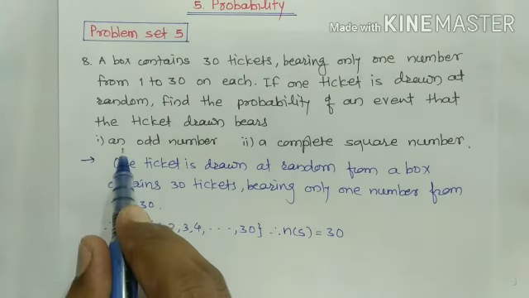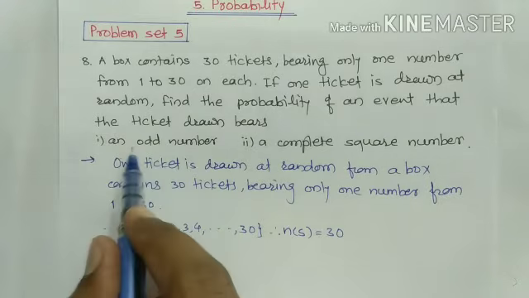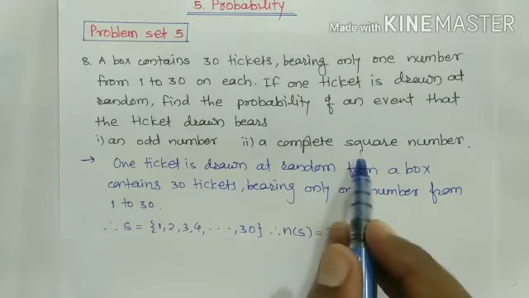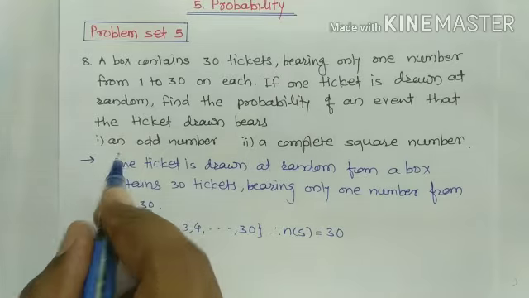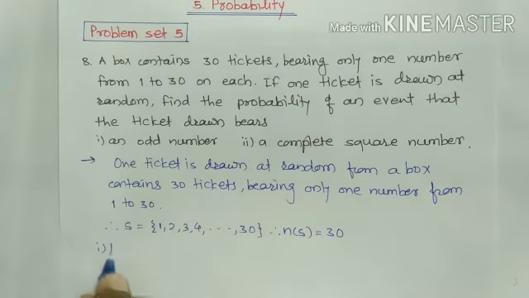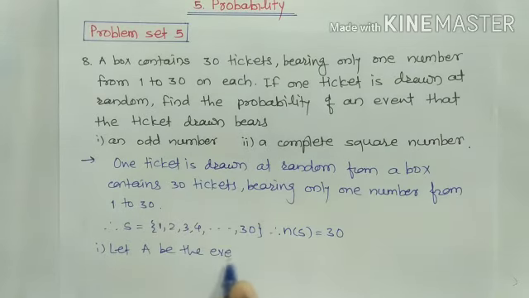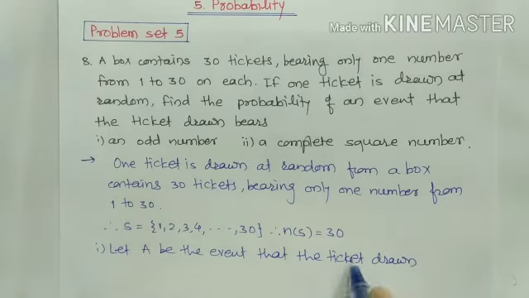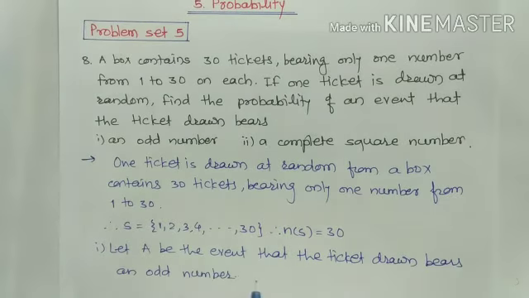Here two events are given, that the card drawn is an odd number and the card drawn is a complete square number. So first we take a letter for this event, that is A. Let A be the event that the ticket drawn bears an odd number. See, therefore here we write this event A.